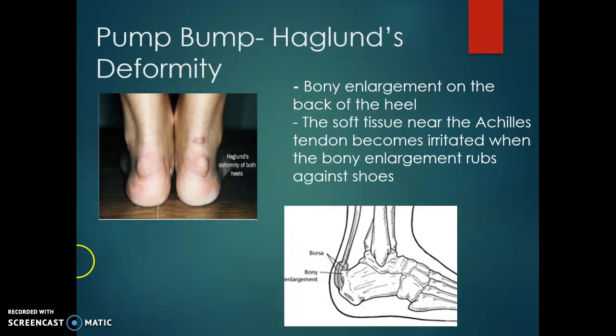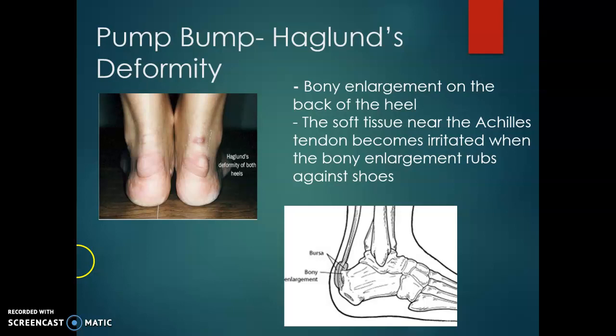Our next injury that we have is something called pump bump. The medical name for this is Haglund's deformity. And as you can see in the image on the left, this is where you start to get irritation and a bump starts to form on the back of the heel. That's called a bony enlargement, where the bone is actually growing outward because of all of the stress or irritation on it. So this is usually caused by shoes.